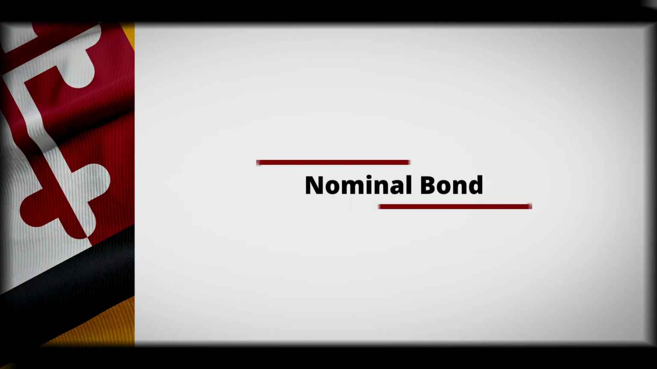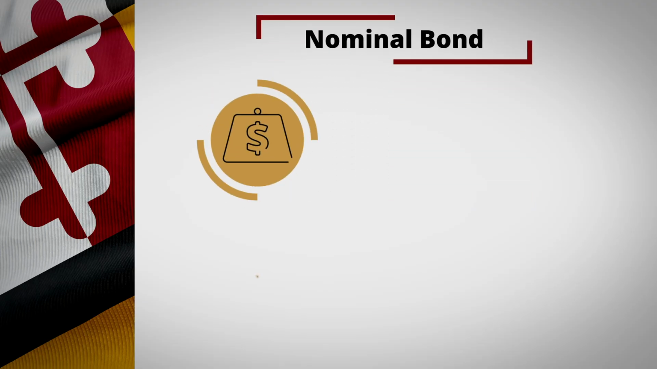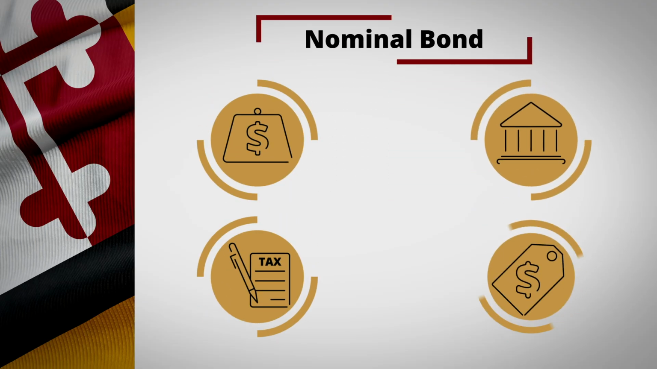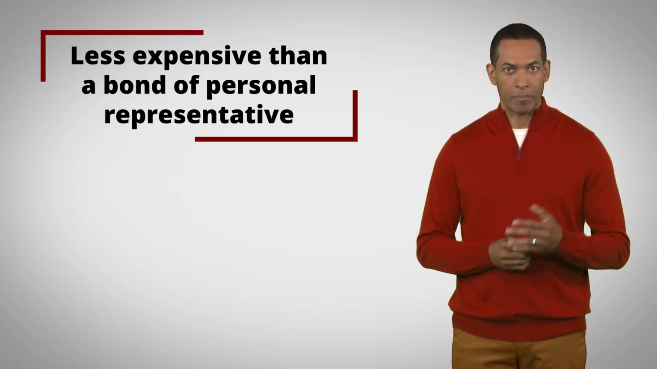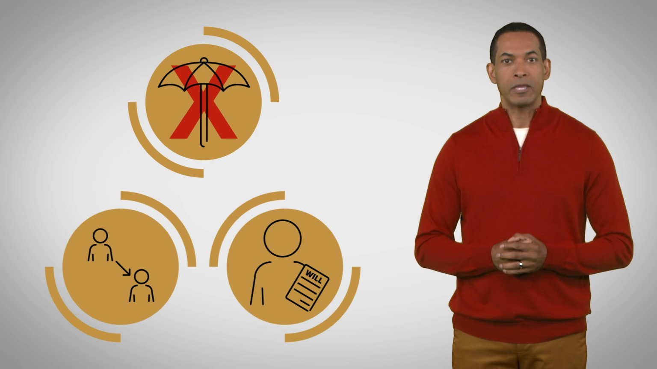Now, let's talk about the nominal bond. The nominal bond covers the estate's debts, inheritance taxes, court costs, and registrar's fees. This type of bond is less expensive than a bond of personal representative and does not protect heirs and legatees. For nominal bonds, use Form RW1116. Before you file, contact the local Register of Wills office for more information about getting the bond.